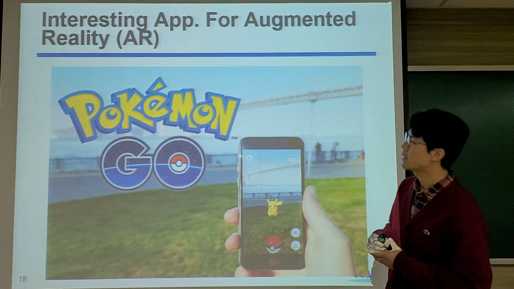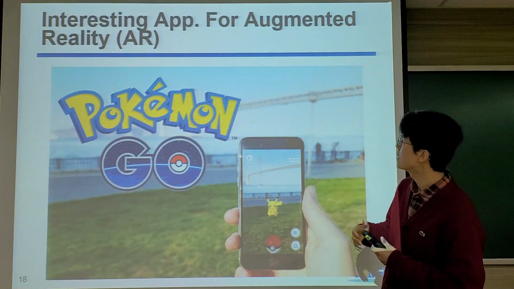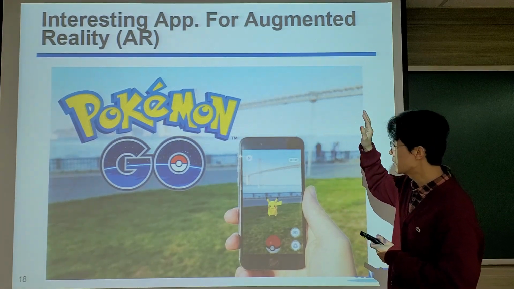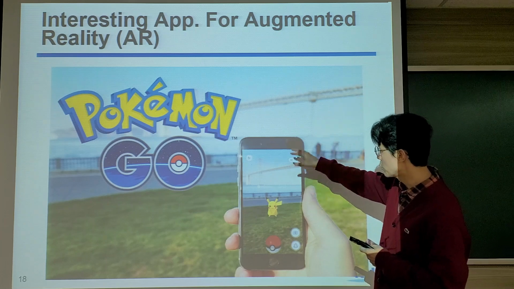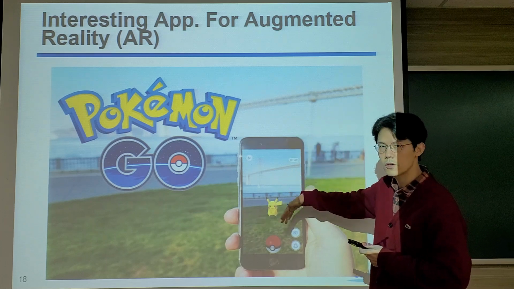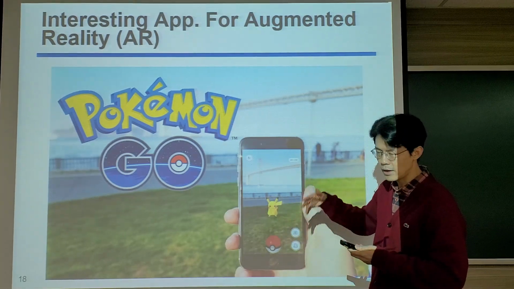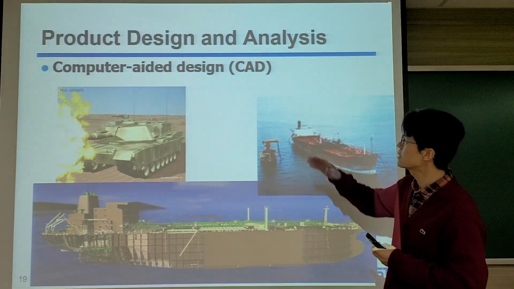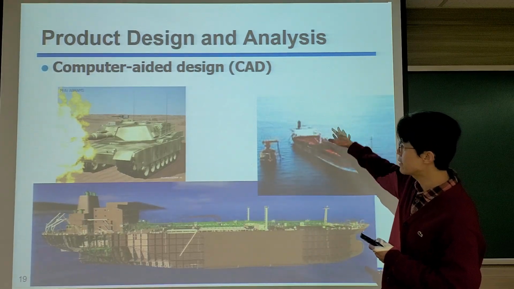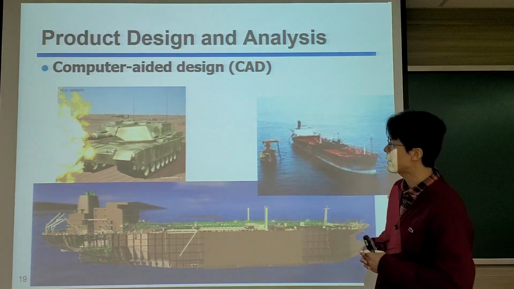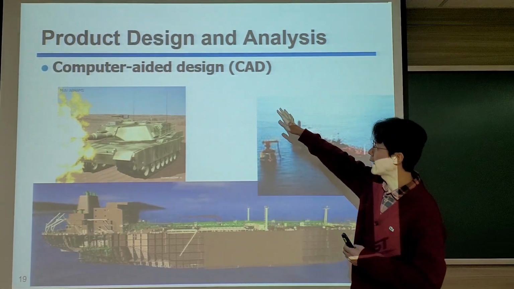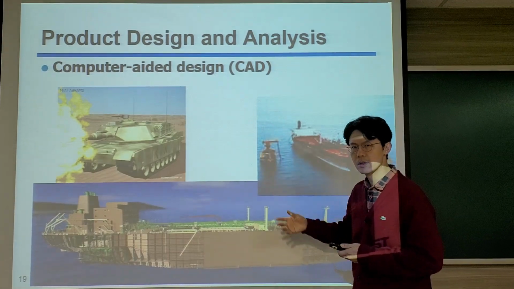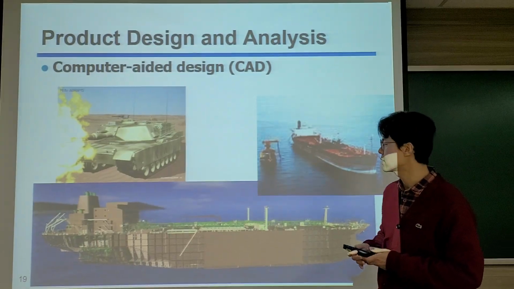Also, there are many other interesting applications, like Pokemon Go for augmented reality. Augmented reality means that on top of reality, we augment the real images with computer-generated characters and other elements. There are also applications in product design and analysis. Typically, for manufacturing, we rely upon computer-aided design. For that kind of modeling, we definitely need computer graphics related technology.